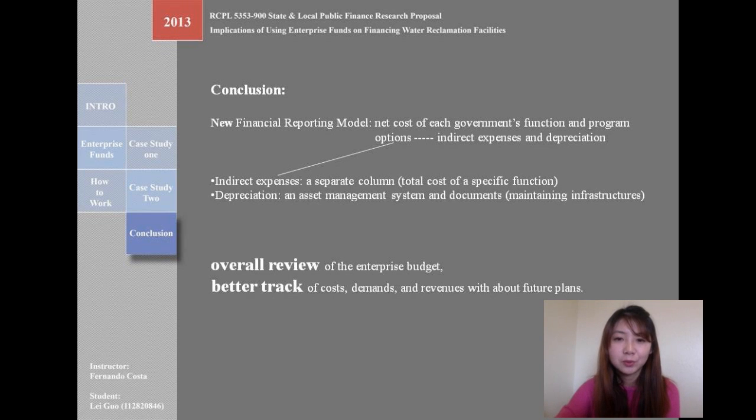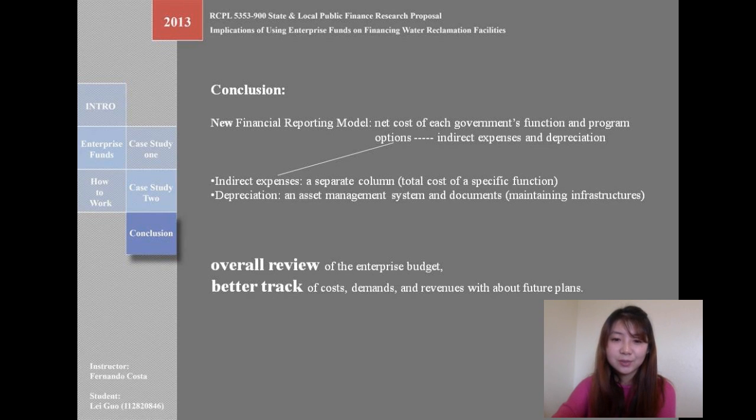A new financial reporting model includes the net cost of each government function and program, such as the revenues and expenditures. Government always uses the model to make government-wide financial statements. Also, the government has options to supply indirect expenses and depreciation. If the government wants to supply indirect expenses, the information should be put in a separate column to calculate the total cost of a specific function. If the government wants to report depreciation, the government should have an asset management system and documents which can demonstrate that the government devotes itself to maintaining its infrastructure at or above a condition level disclosed by the government.